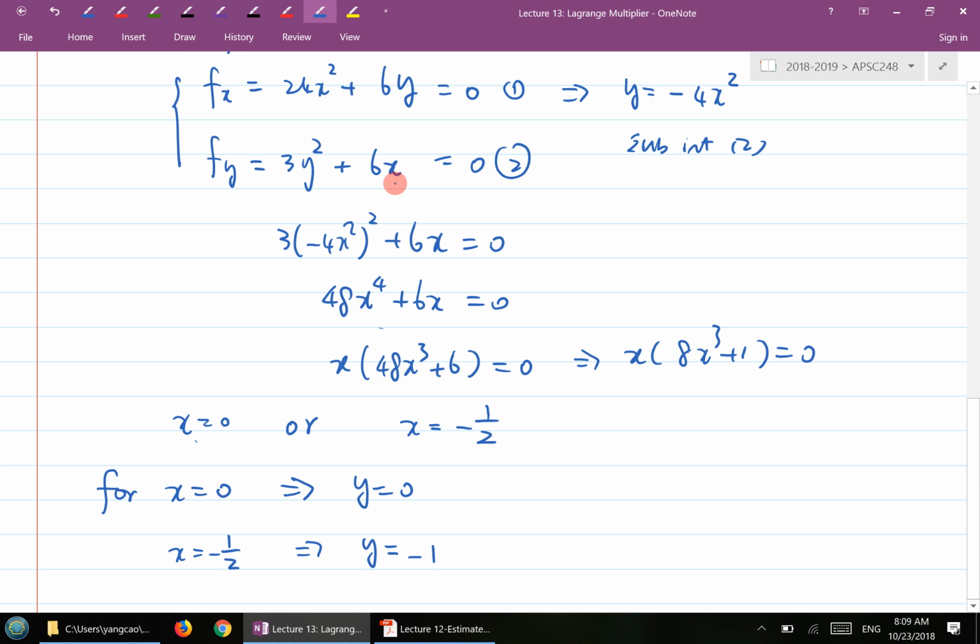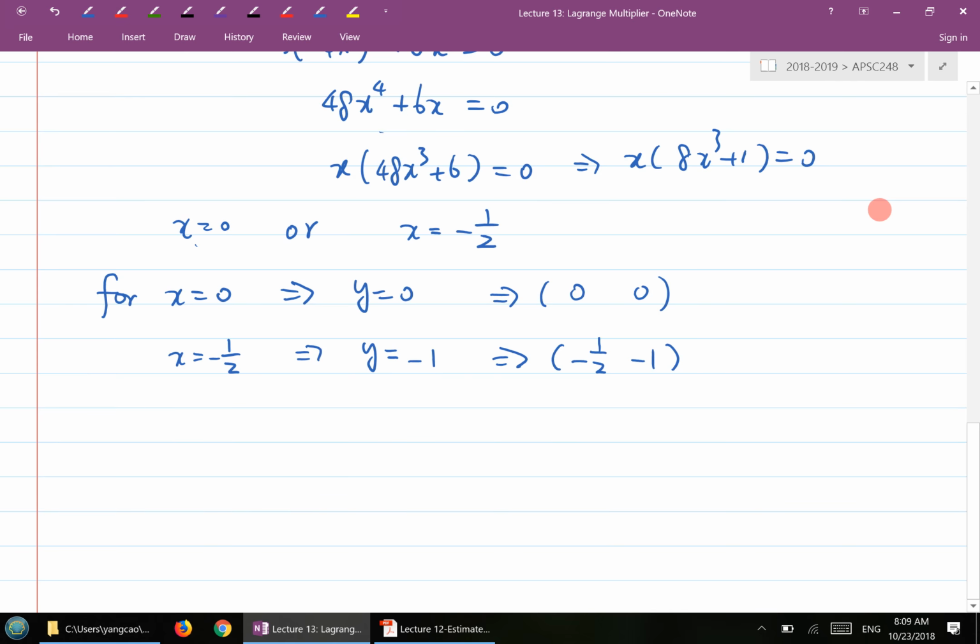Okay. So what this means is we got 2 critical points. The first critical point is 0, 0. The second critical point is negative 1/2 and negative 1. And at this stage, we don't know whether they're minimum, maximum, or saddle point. So that's what we're going to do for the second step, which is the second derivative test.